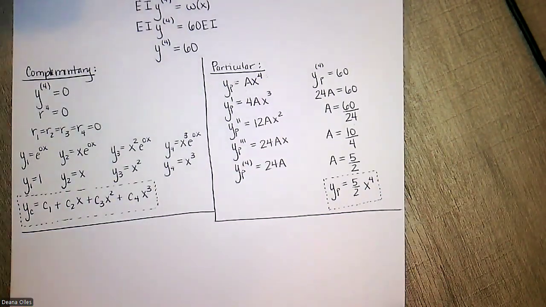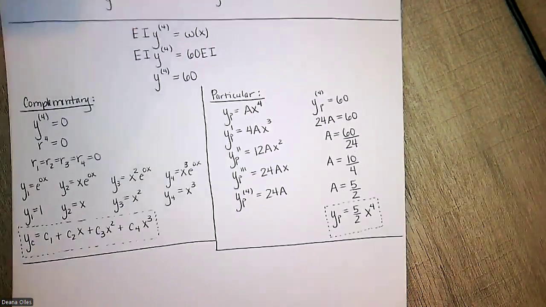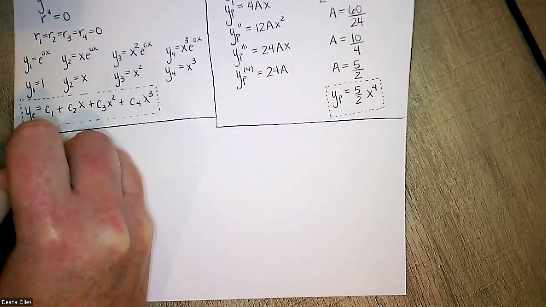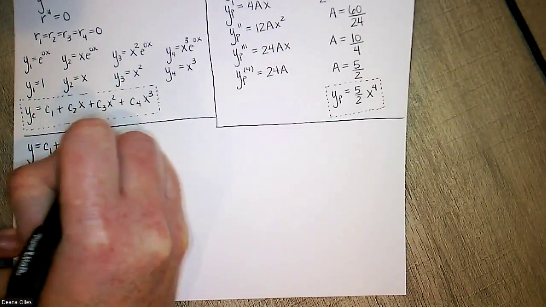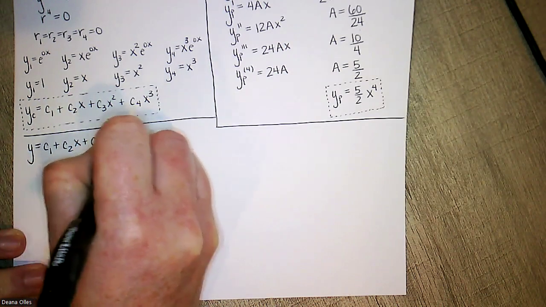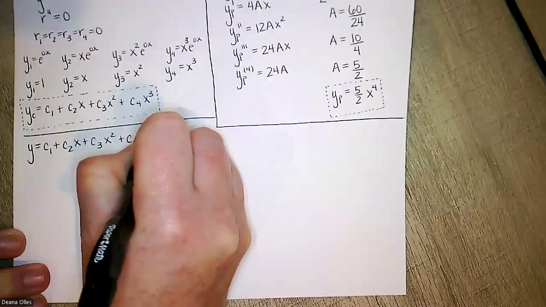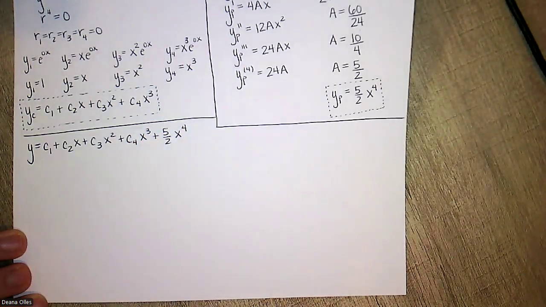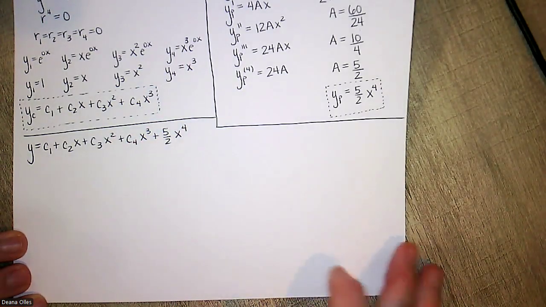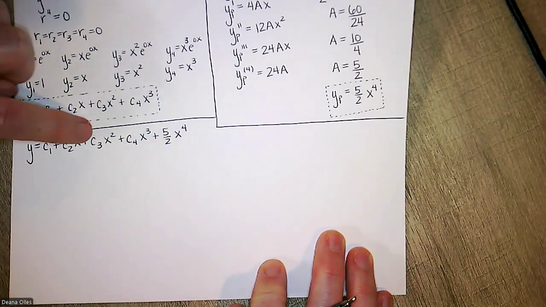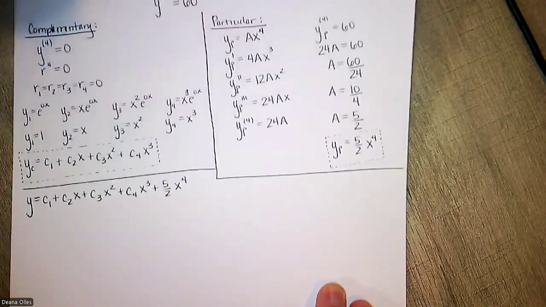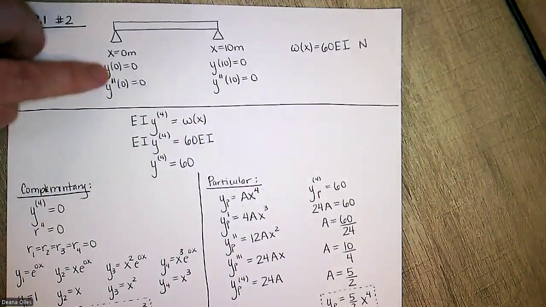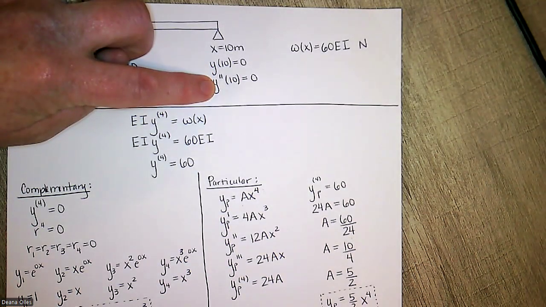So just like before, all we're going to do is go ahead and add these two together to get our general solution. y equals C1 plus C2x plus C3x squared plus C4x cubed plus 5 halves x to the 4th. So that's our general solution. And now our job is to find C1, C2, C3, C4. So that's 4 unknowns, which means we need 4 equations. That's where our 4 boundary conditions come in.